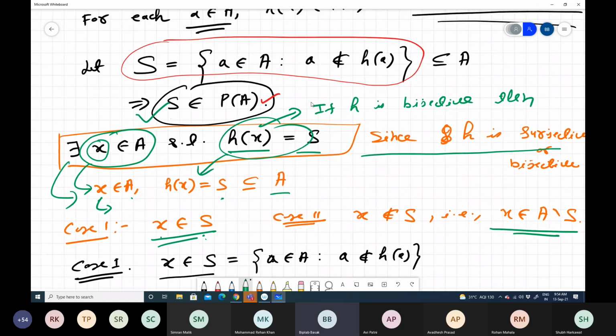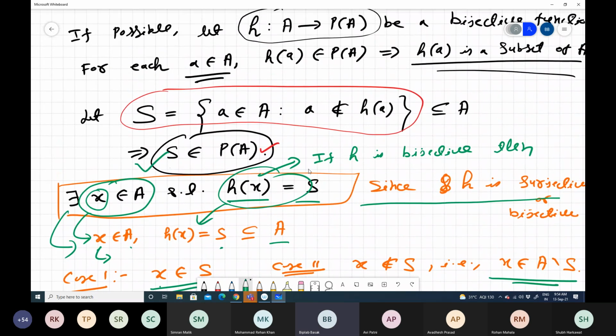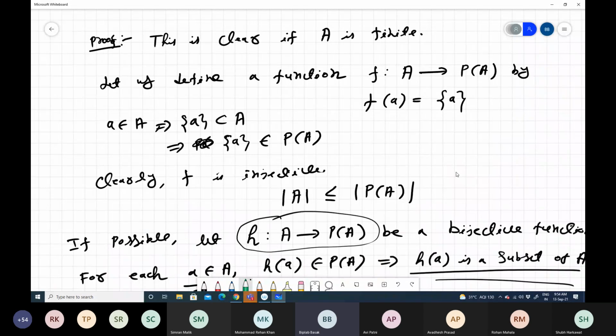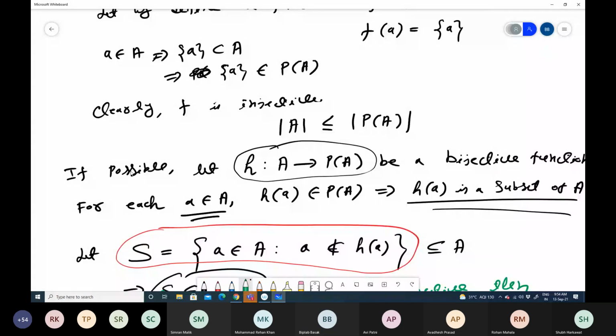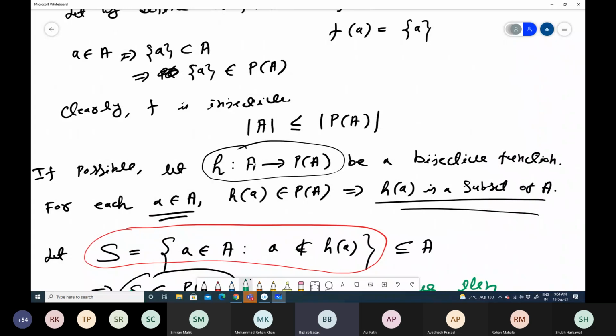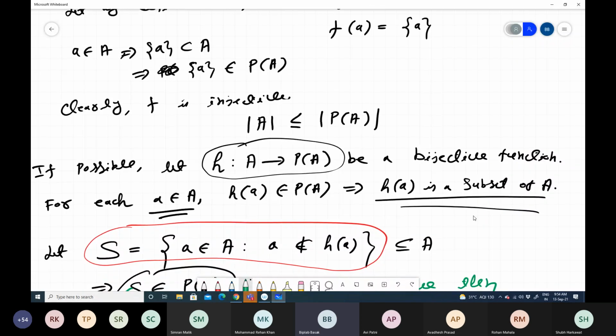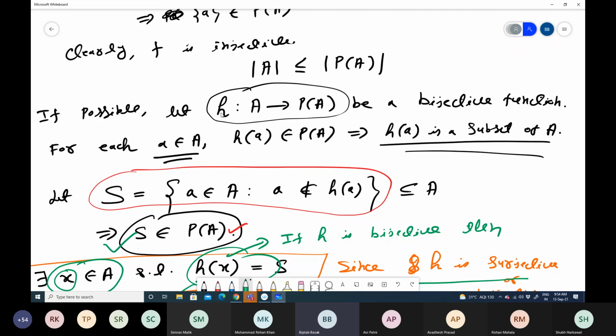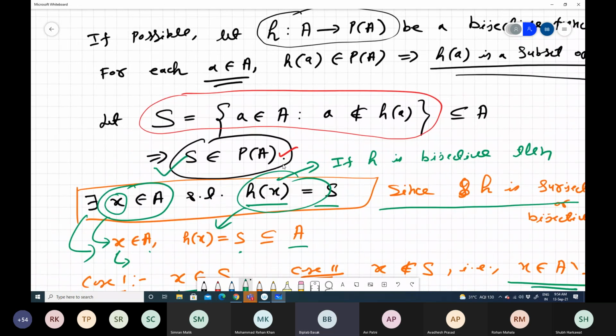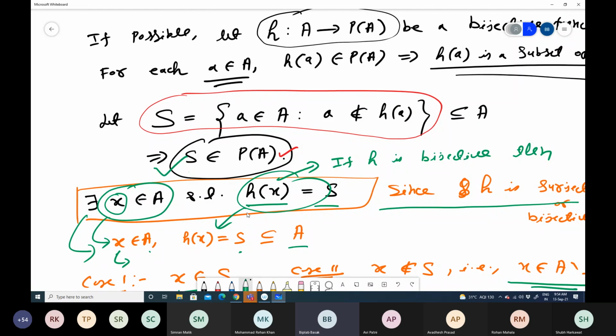See, we have already assumed this one. If possible, let H be a bijective function. So we have already assumed that H is a bijective function, and we are getting a contradiction. So therefore H cannot be bijective. And why are we writing that? Because H is a bijective map.